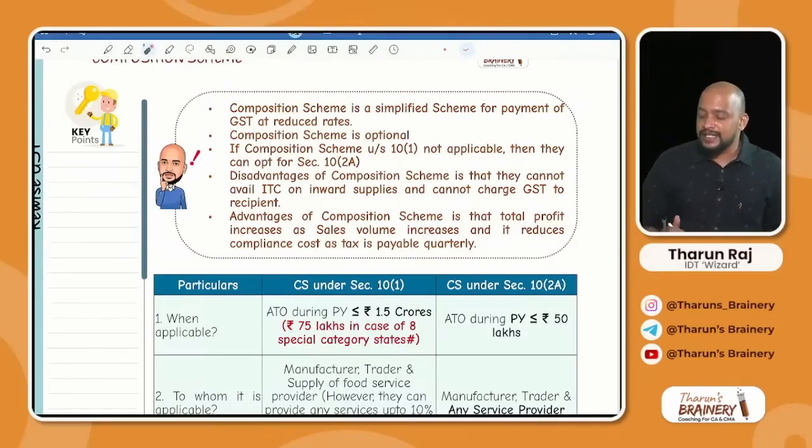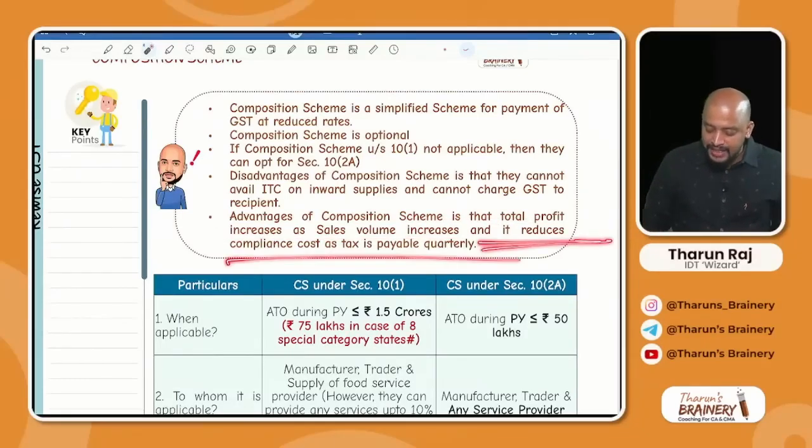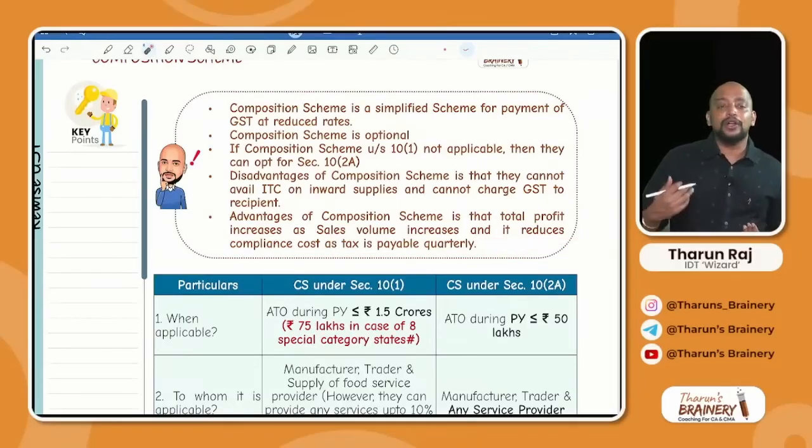Why is profit per unit less? Because they cannot take ITC on their inward supplies, they have to pay GST out of their pocket, and they cannot recover the GST from the recipient. But the overall profitability will increase because the sales volume will increase. So the advantage of composition scheme is that the total profit increases as sales volume increases, and it reduces compliance cost. Why does it reduce compliance cost? Because there are a lot of benefits in composition scheme, like they don't have to maintain all accounts and records. They need to maintain only some accounts and records.